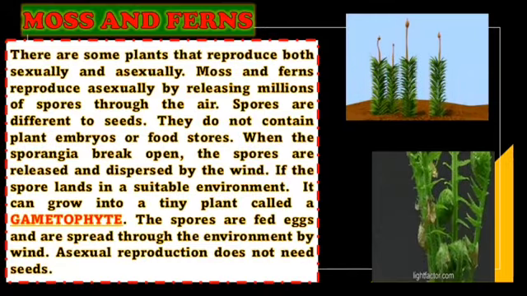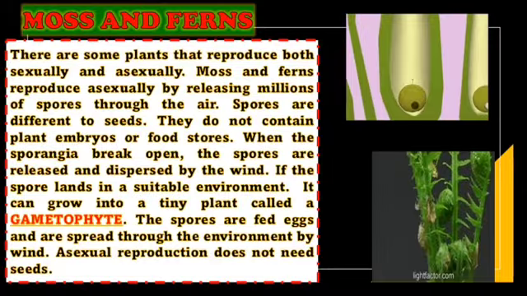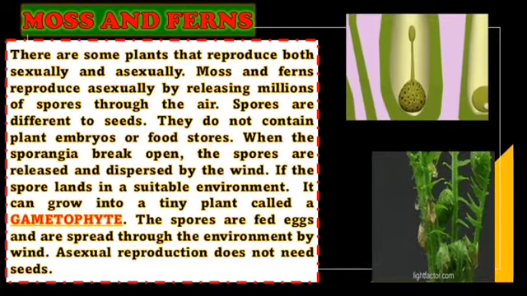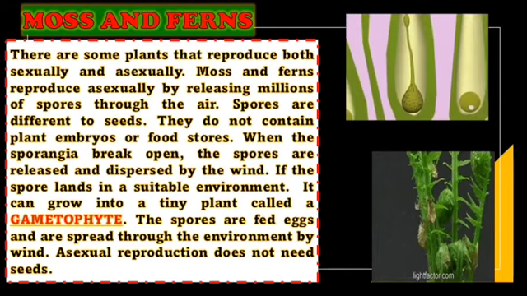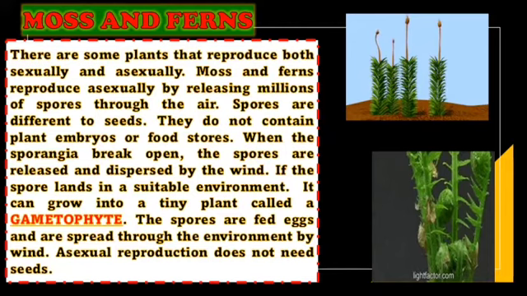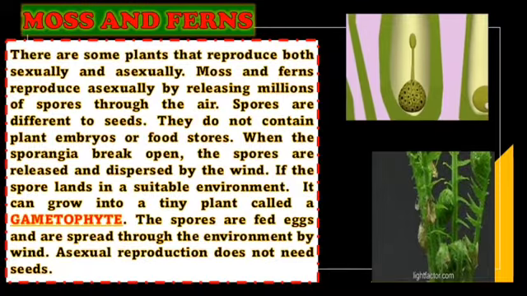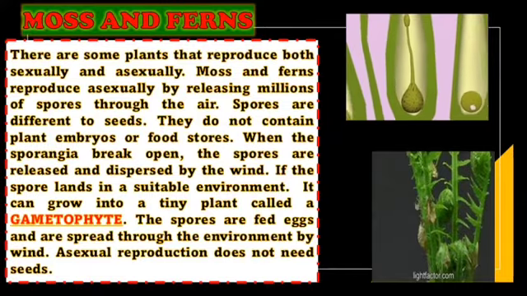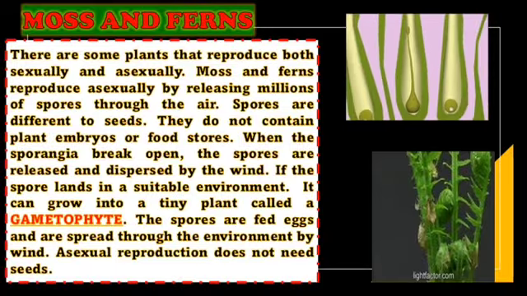How? Moss and ferns reproduce asexually by releasing millions of spores through the air. Spores are different from seeds. They do not contain plant embryos or food stores. When the sporangia break open, the spores are released and dispersed by the wind. If the spore lands in a suitable environment, it can grow into a tiny plant called a gametophyte. So yun yung anak na niya. Asexual reproduction does not need seeds. So yan si moss and ferns.